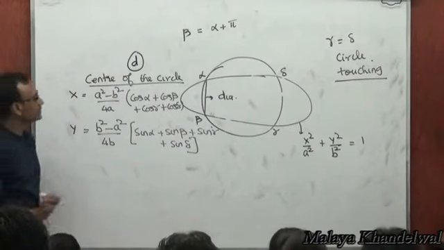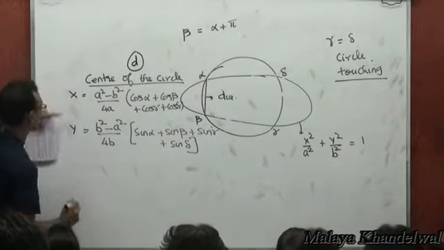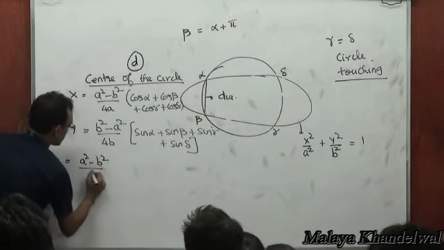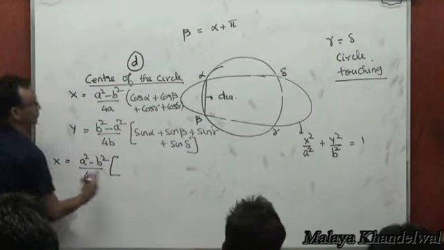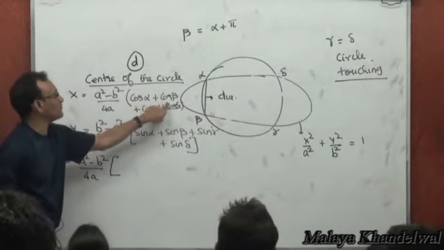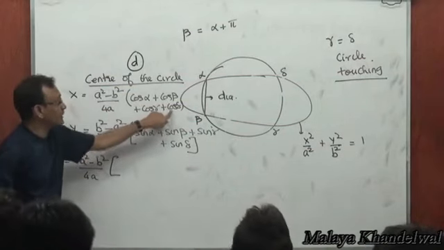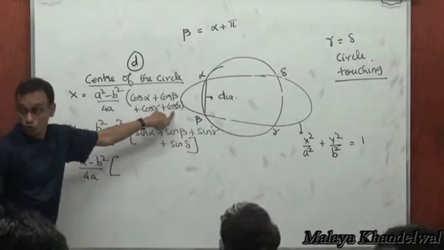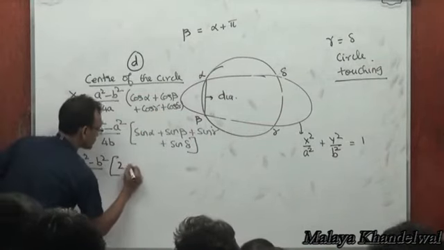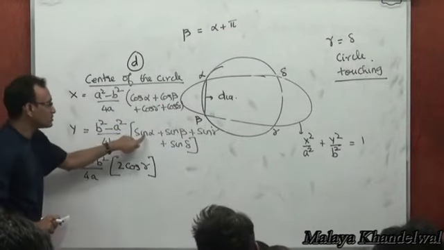Okay. Now, with this data, let's look at the x coordinate once again: a squared minus b squared by 4a. Beta would be alpha plus pi, so cos alpha plus cos of alpha plus pi would be 0. And gamma equals delta, so this will become 2 cos gamma. Yes or no? For touching, this will become 2 cos gamma. Okay. Come back to this.